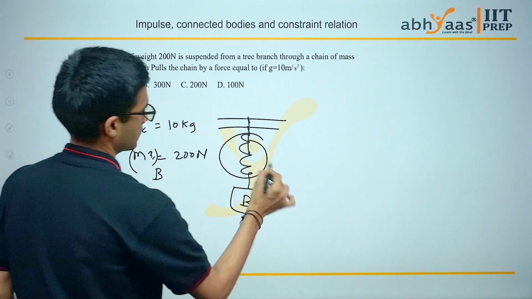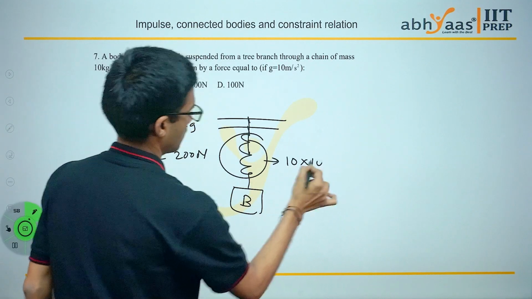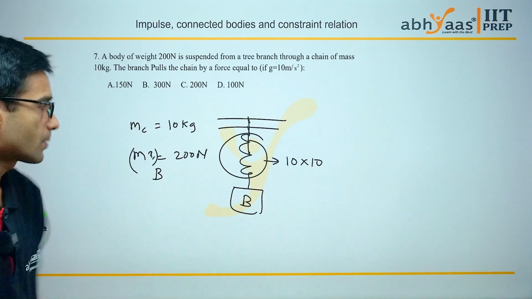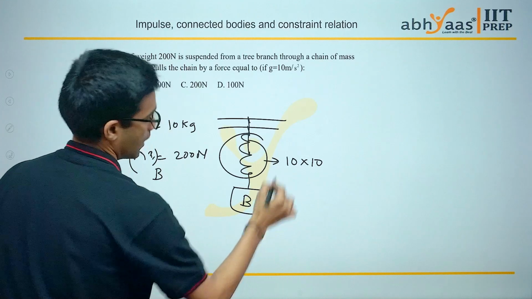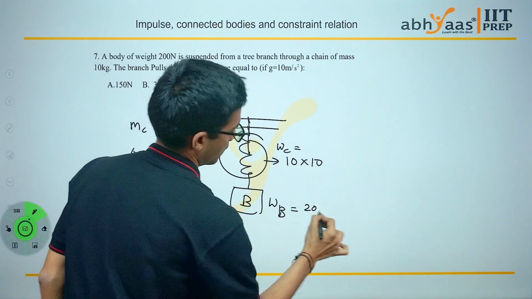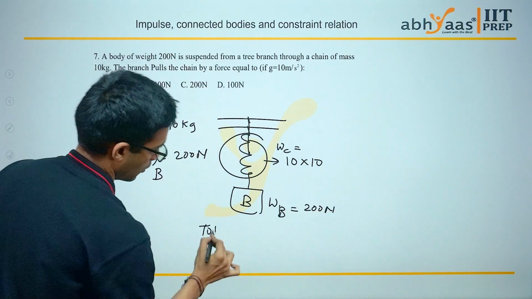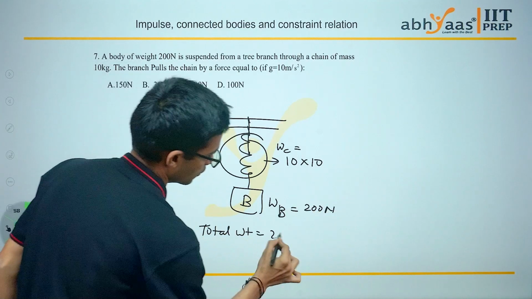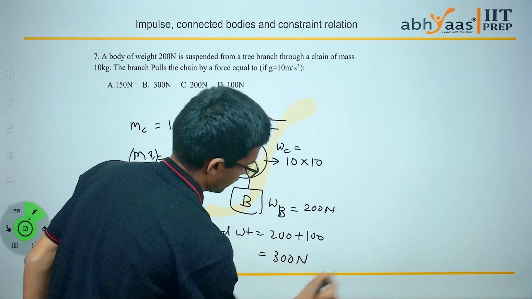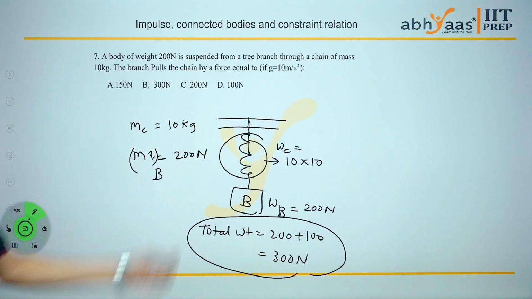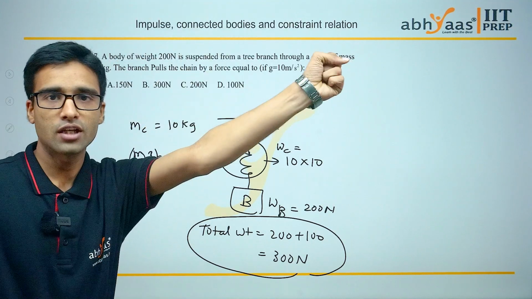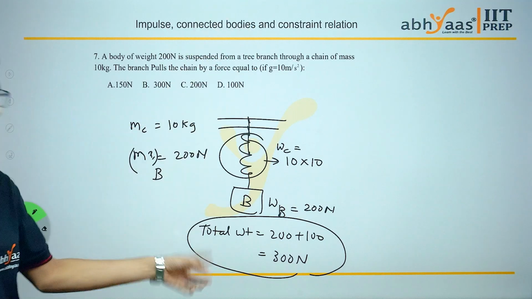From this we have some weight, that is 10 into 10. The mass of the chain is 10 and the acceleration due to gravity is given as 10 meters per second squared. So the weight of the chain is 10 into 10, and the weight of the body is 200. So the total weight is 200 plus 100, that is 300 newtons. With this weight it will act in the downward direction, so the branch has to pull that weight upward so that it balances.